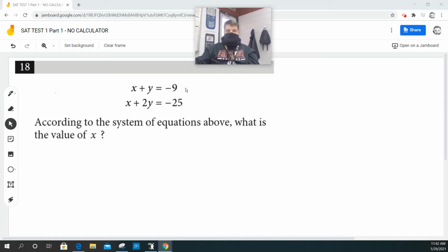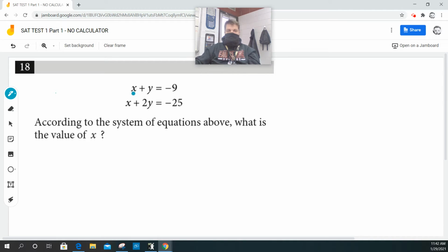All right, so this is another system of equations problem. It says, according to the system of equations, what is the value of x? So what they want to know is what value of x and y will make both these statements true. Well, I'm going to use substitution.